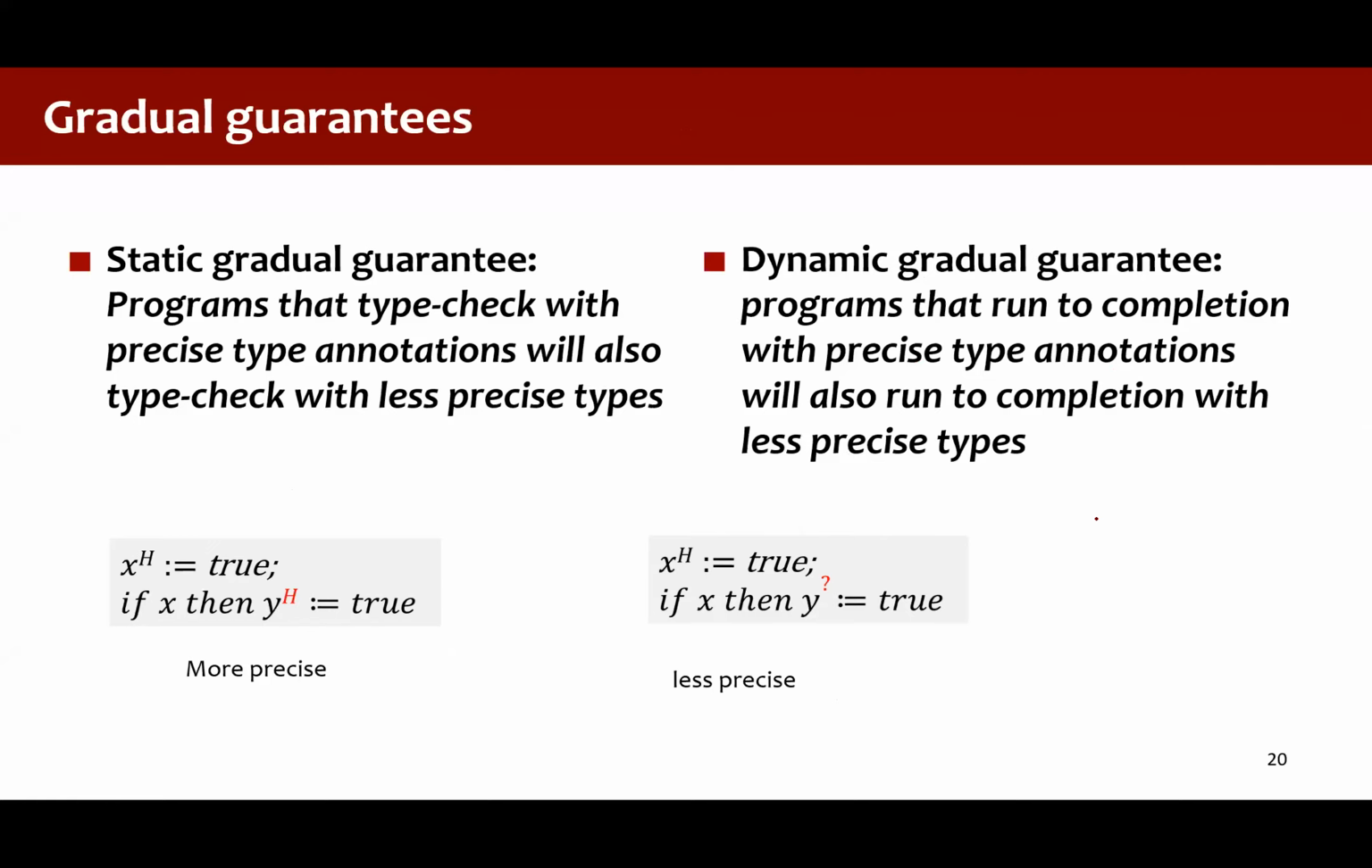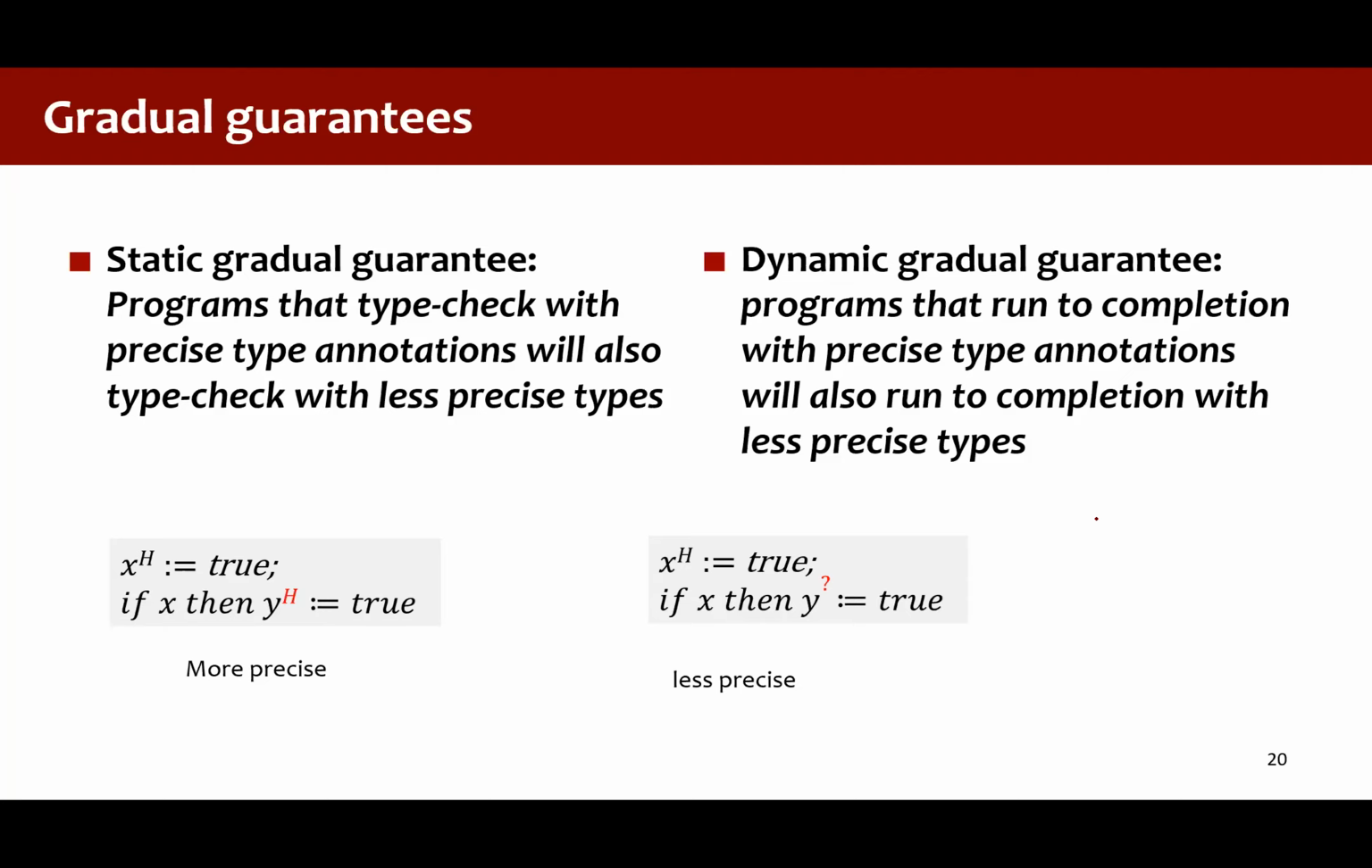In addition to progress, preservation, and non-interference, there are also other meta properties, as the meta theory is interesting. These are the gradual guarantees: there's a static one and a dynamic one. The static one says that if you have a program that type checks with a precise type, and I remove some of the types, turning them into question marks, it would also type check.